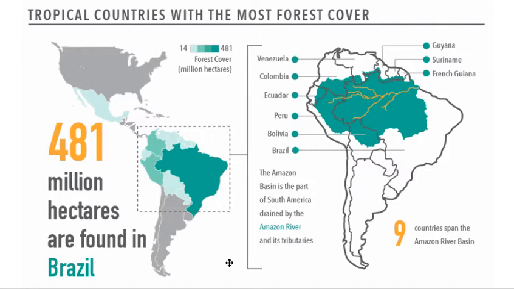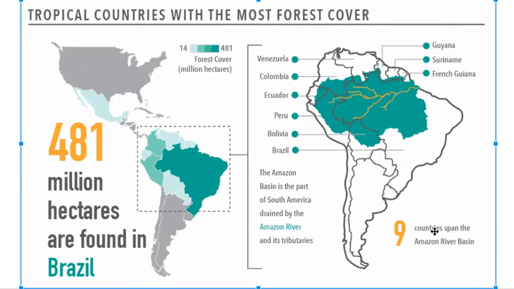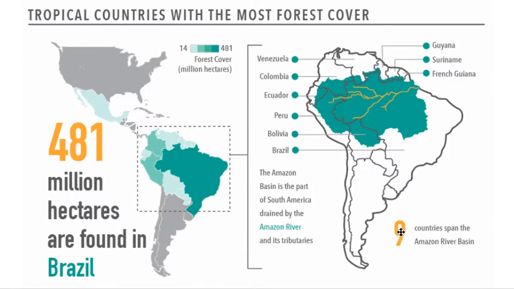I've used proximity and white space to associate labels with the things that they're actually labeling. You can see here that I've placed this larger bit of text closer to the actual Brazil country, and here how I have the 9 countries span the Amazon River Basin. These are 2 separate bits of text, but because I've placed them closer together, they seem like one unit.